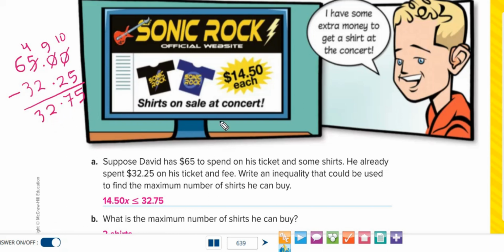So now the price of one t-shirt is 14.50. So we can say 14.50x, the number of t-shirts he can buy, will be smaller than or equal to this number, which is 32.75, the money left with him.